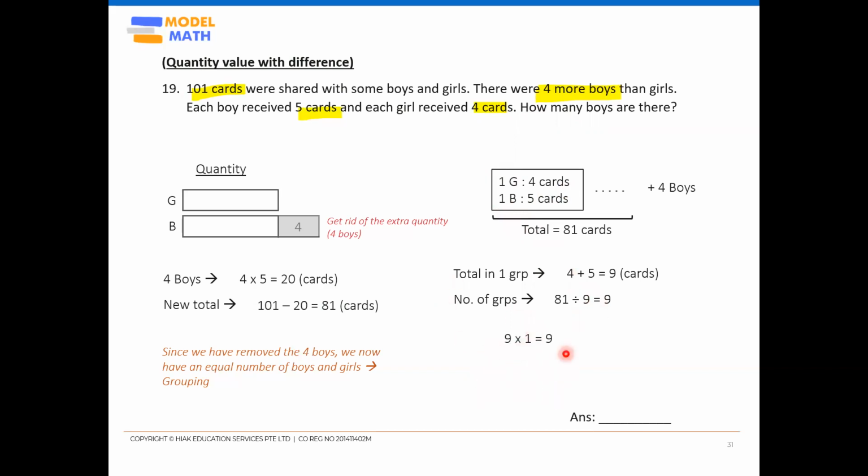So you have to do this step. You cannot stop here, because this 9 times 1 tells me and tells your teacher that you are aware that you have to multiply by the number of groups. Okay, so this is 9 boys in 9 groups. But don't forget, just now we removed the 4 extra boys, which are not included in this grouping diagram. That's why I have this additional 4 boys. So you have to include them back. So 9 plus 4 will give us 13 boys.